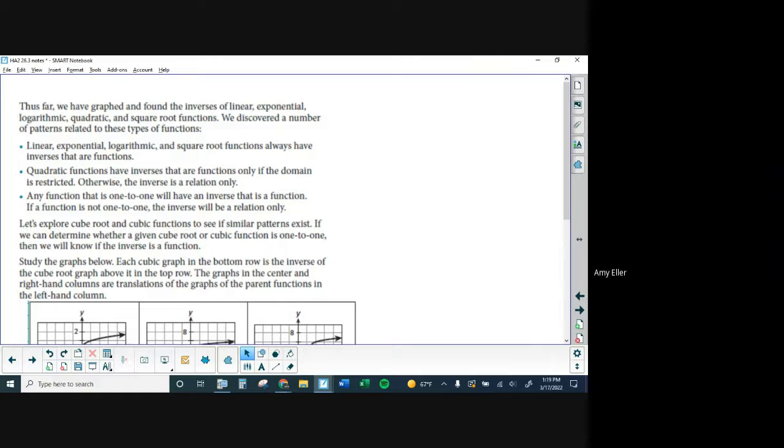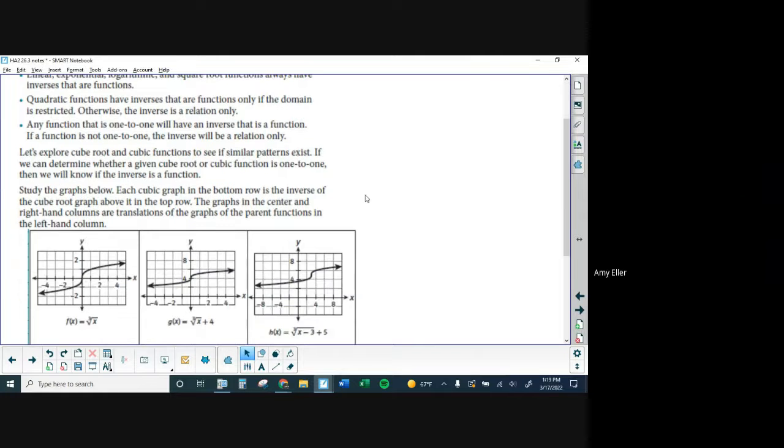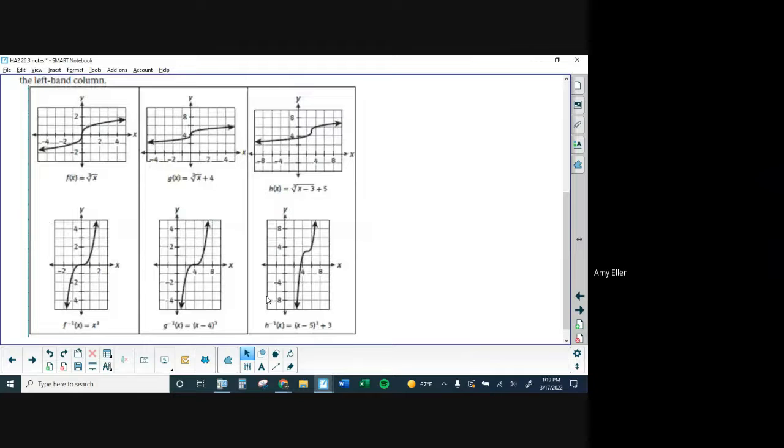Each cubic graph in the bottom row is the inverse of the cube root graph above it in the top row. The graphs in the center and right-hand columns are translations of the graphs of the parent functions, left-hand column. So we don't have to do anything. We're just going to kind of talk through this. You can see the top x cubed versus the parent function, and then we moved it up 4. Then we moved it over 3 and up 5. Then below that is the inverse.